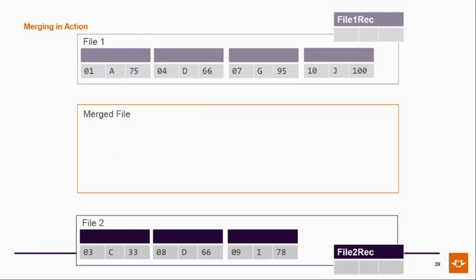How does that work? So simply put, once again, you load both files into memory. So you've got file 1 at the top, file 2 at the bottom, and in the middle, you've got your third file, which is your merge file. That is going to be your final result.